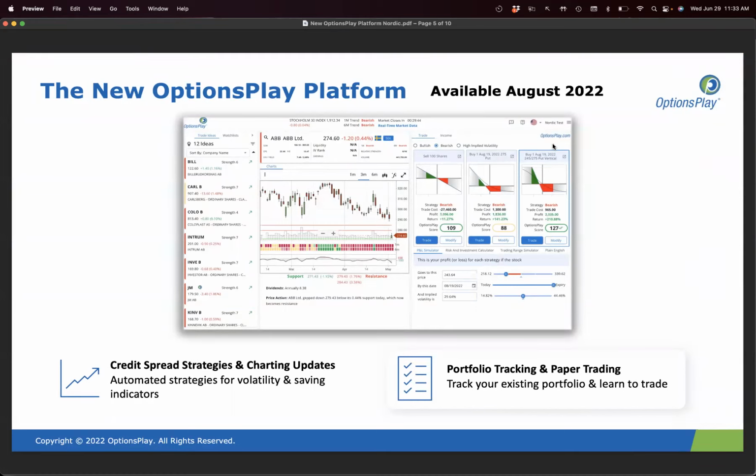It's predominantly going to include new credit spread strategies and charting updates. Portfolio tracking and paper trading are the primary features that are going to be added to the platform, in addition to what you're used to seeing on the platform here today. As you can see, it's a slightly new look and feel, a new modern design to the platform, but the layout is still largely the same, so you don't have to learn a brand new platform.